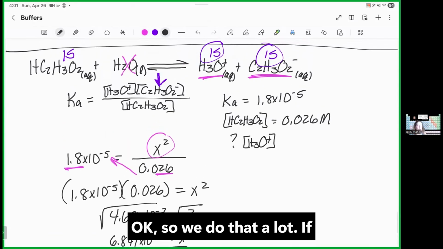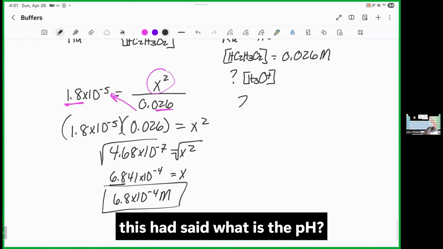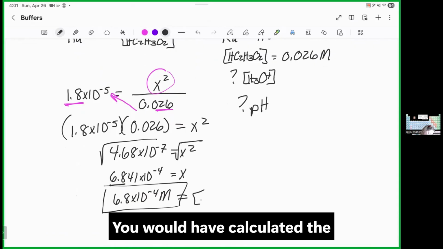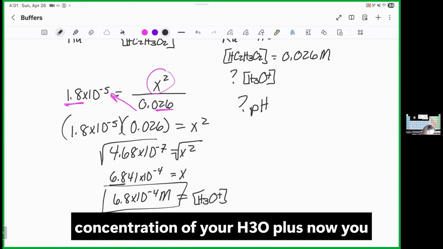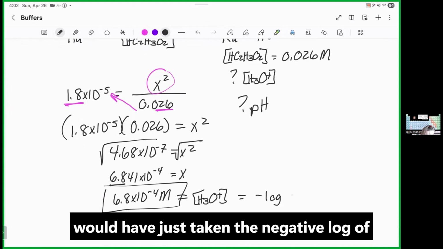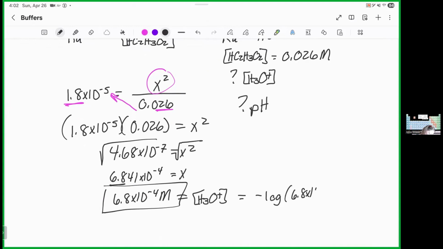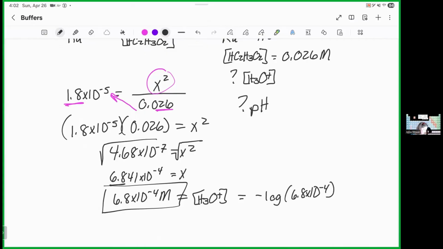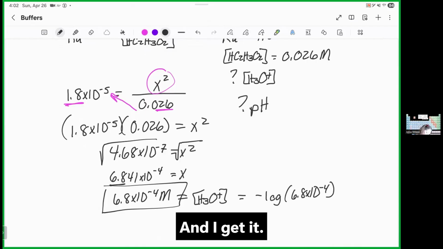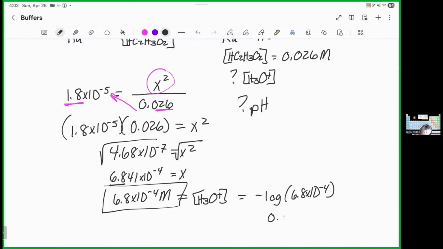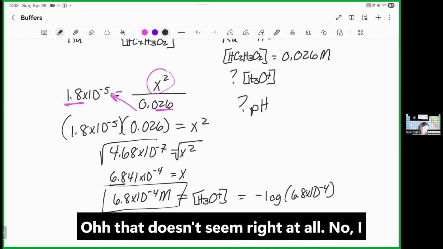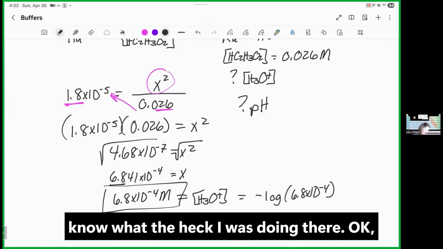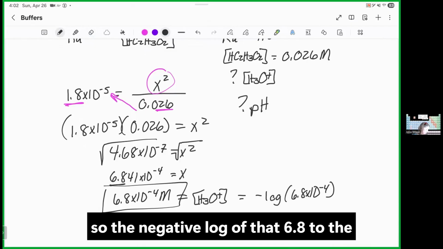We do that a lot. If this had said, what is the pH? You would have done the exact same thing. You would have calculated the concentration of your H3O plus. Now you would have just taken the negative log of it to get the pH. Oh, that doesn't seem right at all. I took the square root of that. I don't know what I was doing there. So the negative log of that 6.8 times 10 to the negative 4.